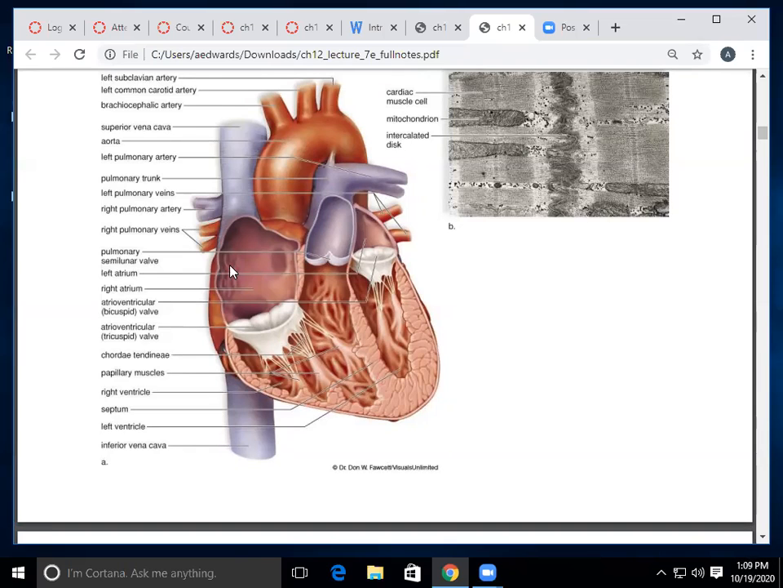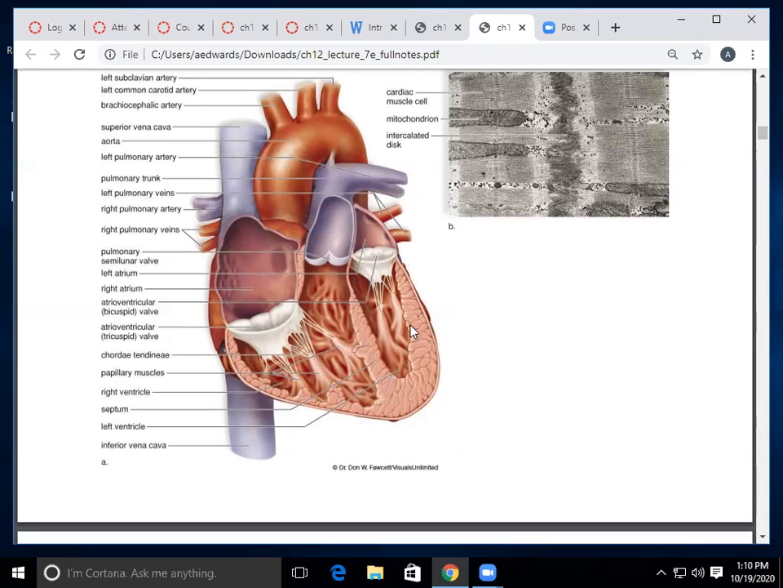They only open one way. The pulmonary semilunar valve will open, going into the pulmonary trunk, and now to the lungs, to the pulmonary arteries, left and right. You'll get oxygen there. It'll return to the blood via the pulmonary veins, going to the left atrium, then through the left AV valve into the left ventricle.